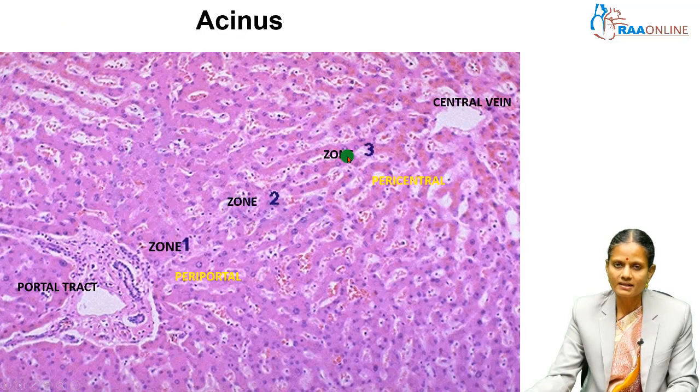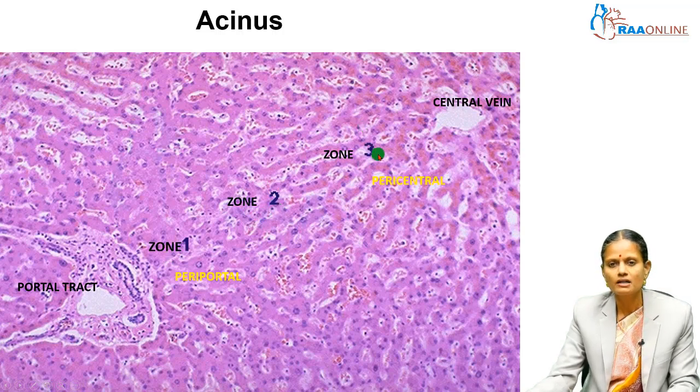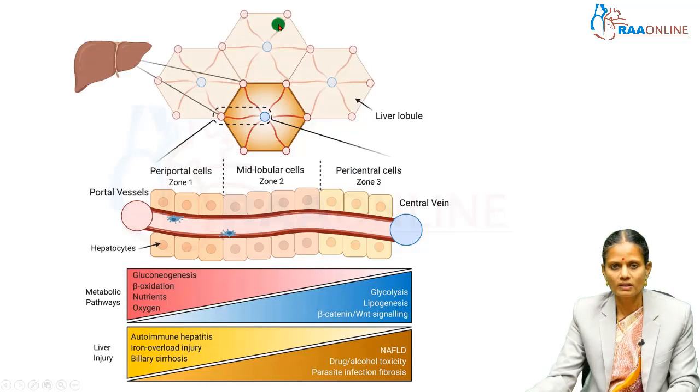Zones of the liver are present within the acini. Zone 1 is close to the portal tract at the periphery. It is periportal and has the richest blood supply. Zone 2 is the mid zone, in between zone 1 and 3. Zone 3 is nearer to the central vein and has the poorest blood supply. So, in the hexagonal arrangement of the liver lobule, periportal is zone 1, midlobular is zone 2, pericentral is zone 3, which is closest to the central vein.